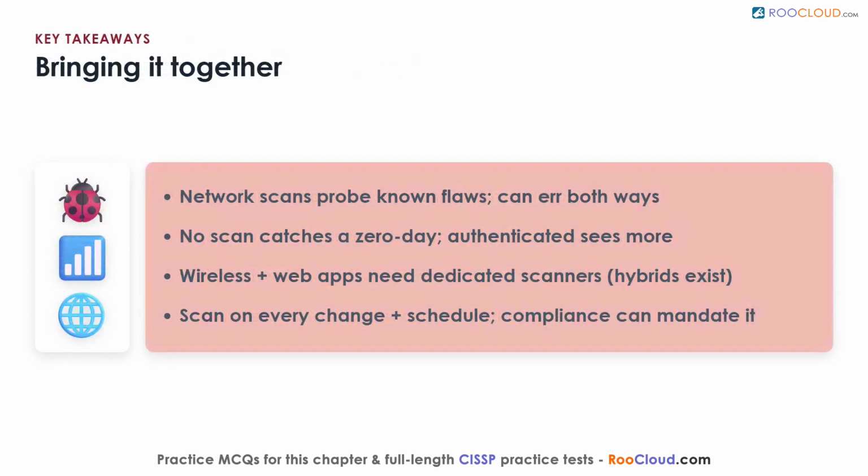So, let's bring it together. Network vulnerability scans go past open ports to probe for known flaws, but they can err as false positives or false negatives, and they never catch a 0 day. Authenticated scans see more by logging in, and wireless assets need their own specialized checks. Web applications, exposed and powerful, demand dedicated scanners, sometimes bundled as hybrids. Scan on every change and on a schedule, and remember that compliance can make it mandatory.